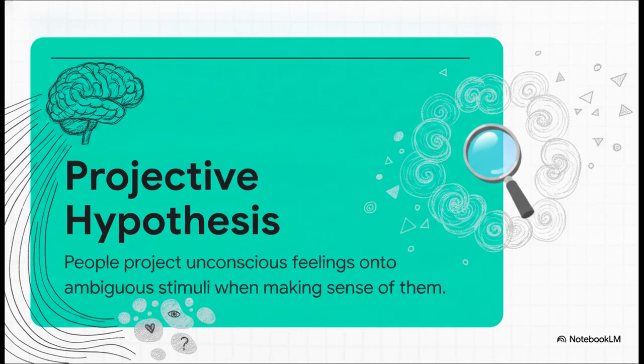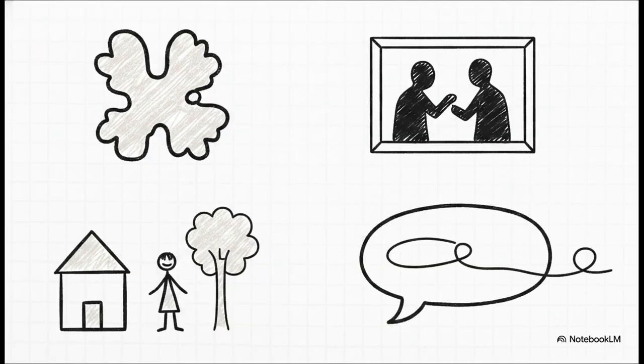The core concept here is known as the projective hypothesis. It essentially suggests that if I show you something completely ambiguous and neutral and ask you what it is, your brain has to scramble to make sense of it. And in doing so, you inevitably project your own hidden internal structure, your unconscious feelings, and your unrecognized needs right onto that neutral stimulus. Let's check out the major players in this space.